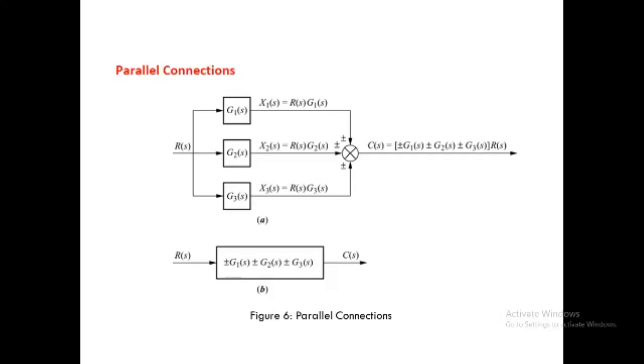On the RHS side, all are positive and negative. So C of s is equal to plus minus G1 of s plus minus G2 of s plus minus G3 of s, and R of s will be considered as the pickup point. So it will be multiplied to all these gain factors, that is R of s. Therefore, the simplified block diagram will be R of s and G of s, in between them as a gain, that is G1 of s, G2 of s and G3 of s. All are in plus and minus connections.